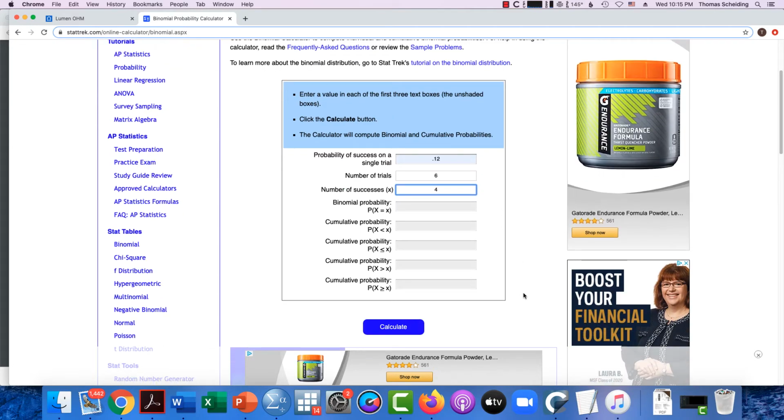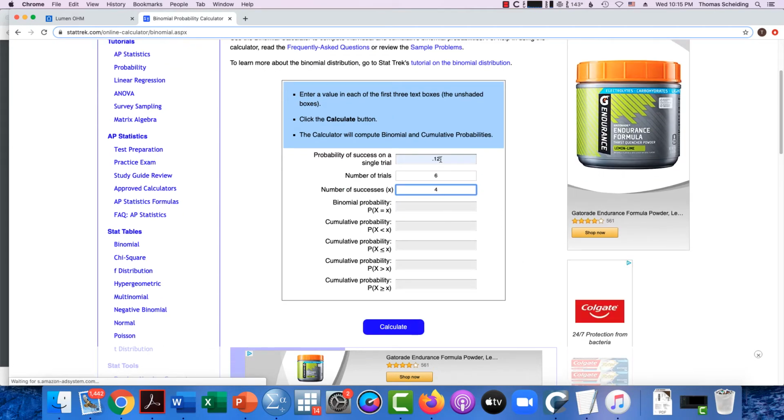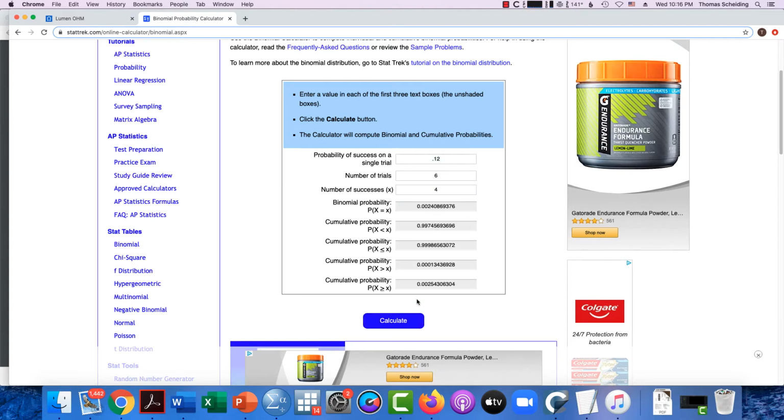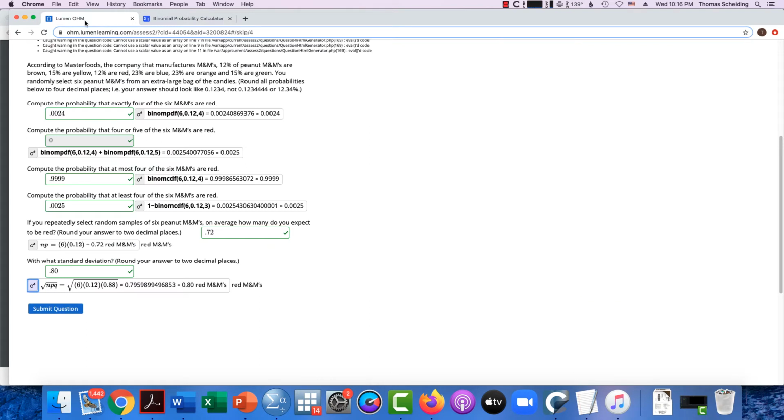If I wanted to pick 4 of the 6 being red, where red has a 0.12 chance of happening. Again, stattrek.com, online binomial calculator. It's a pretty good calculator because now it's going to give me all these numbers. Now, I can use most of these numbers to get what I want. Let's go back to the question here. What's the probability that exactly 4 of the 6 are going to be red?